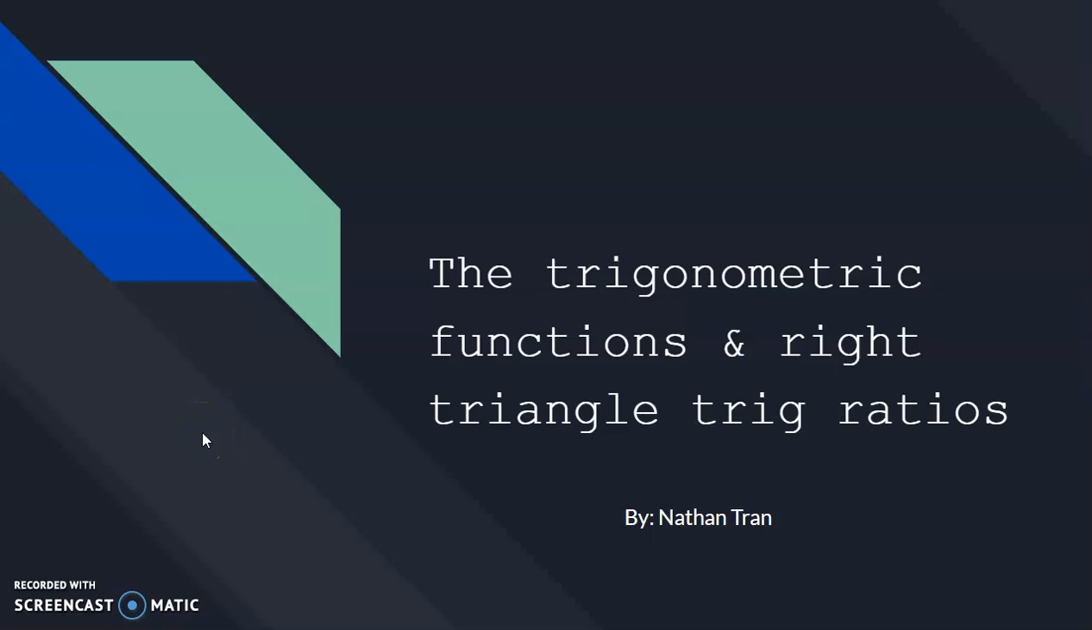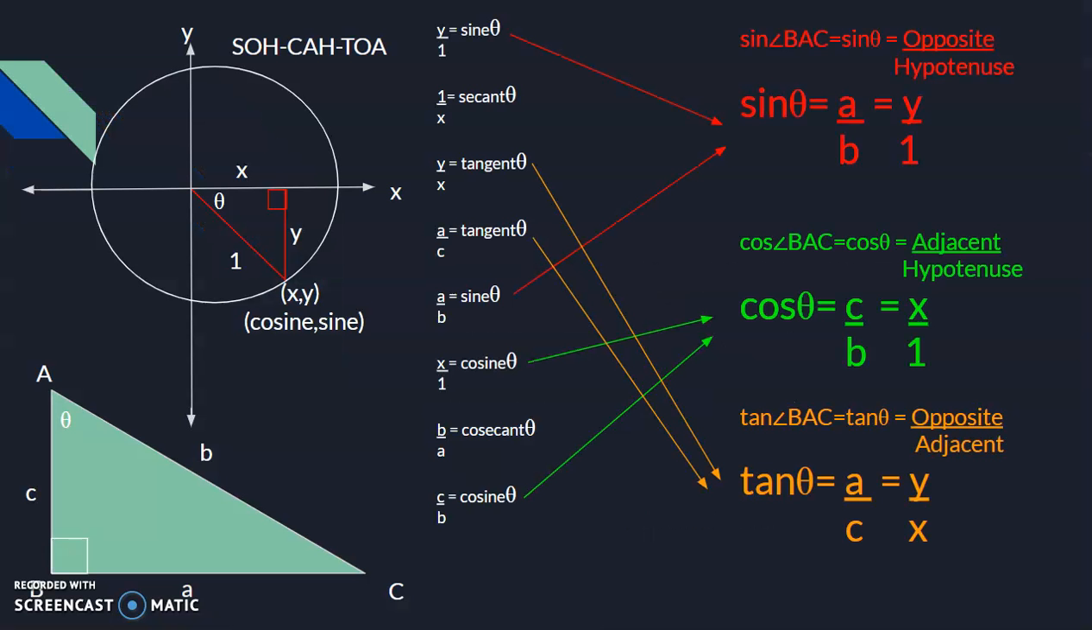Hello, my name is Tran, and today we're going to be learning about the trig functions and how to write right triangle trig ratios. So what are trig functions? The trig function is SOHCAHTOA. SOHCAHTOA is sine, cosine, and tangent.